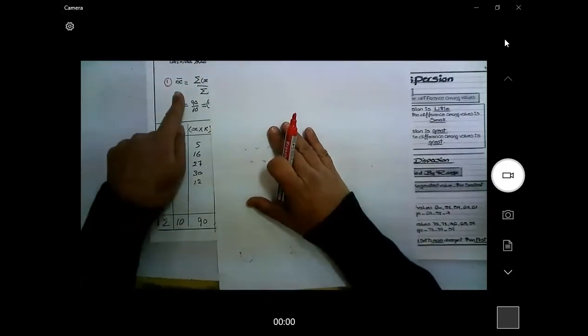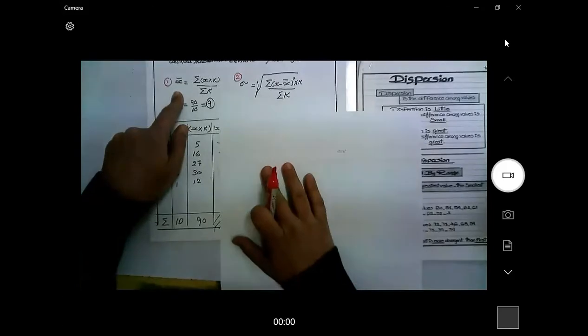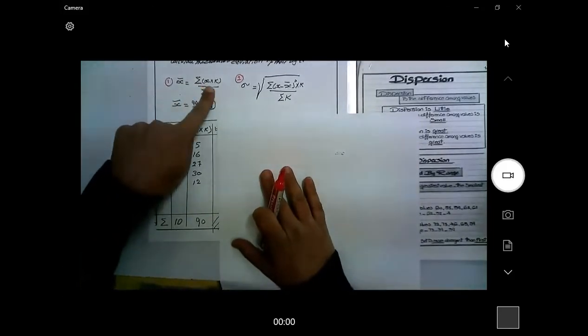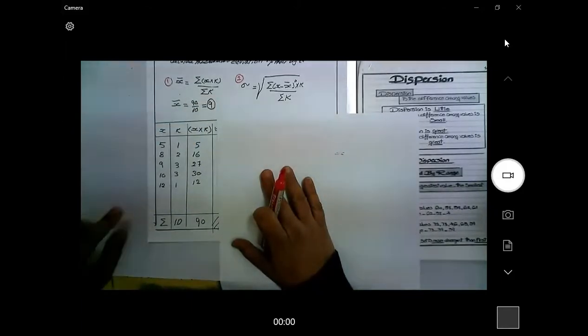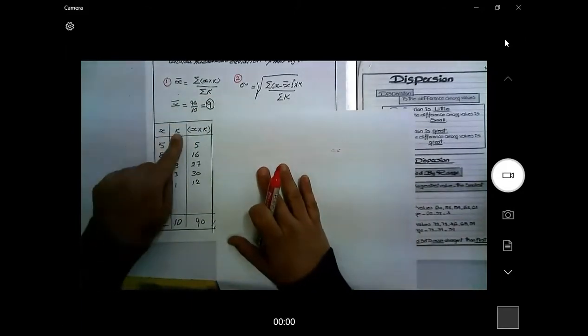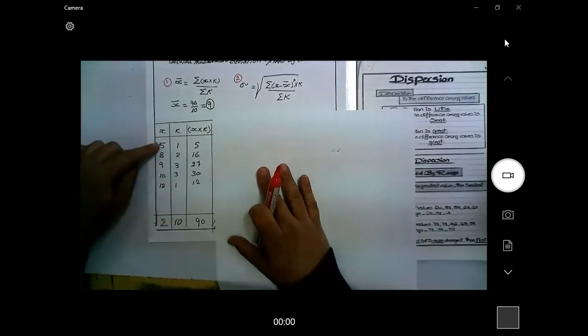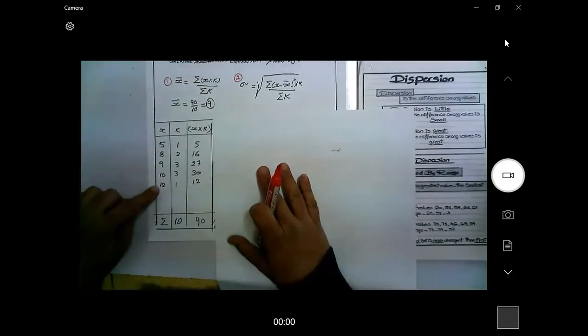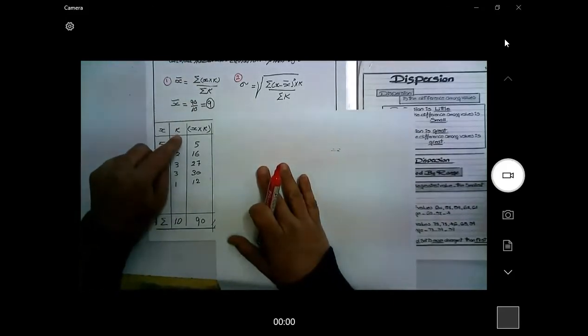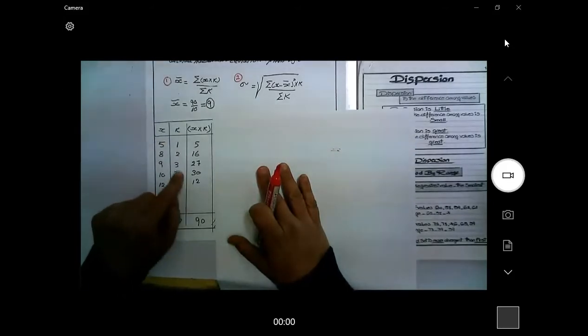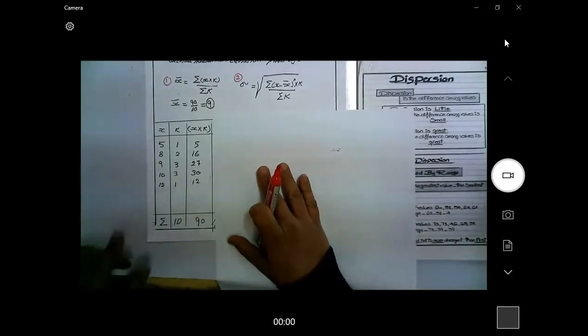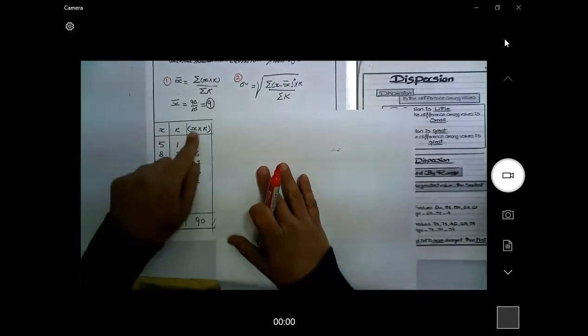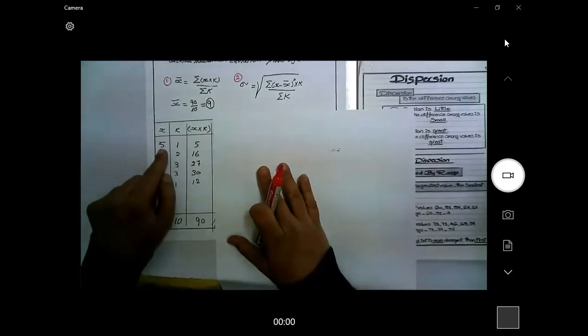To get the mean X dash, the mean X dash equals summation X times K over summation of K. We will set the table X, K, X times K. X: 5, 8, 9, 10, 12. K, frequency, or the number of students: 1, 2, 3, 3, 1. The third column is X times K. We are going to multiply X by K.